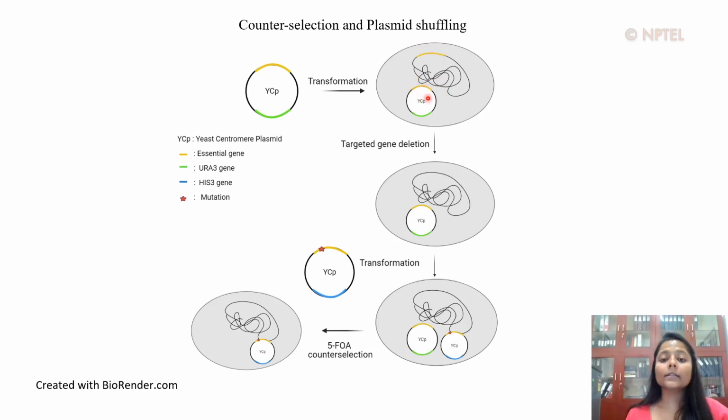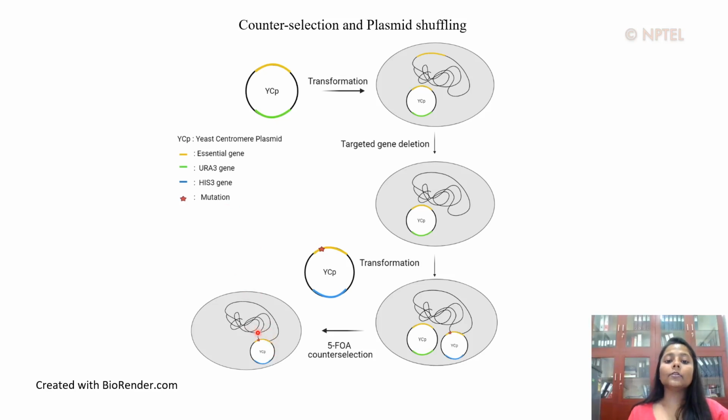Next we go for the targeted deletion of the genomic copy of this essential gene. Further, we take another CEN plasmid where we clone the mutated version of the essential gene. This plasmid has a different marker, that is HIS3. We again transform this plasmid inside the cell and plate these cells on 5-FOA containing agar plates. This will select for only those cells which have the plasmid that contains HIS3 as marker. Thus, it also contains the mutated version of the essential gene.